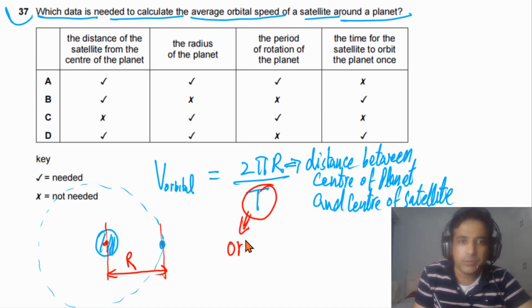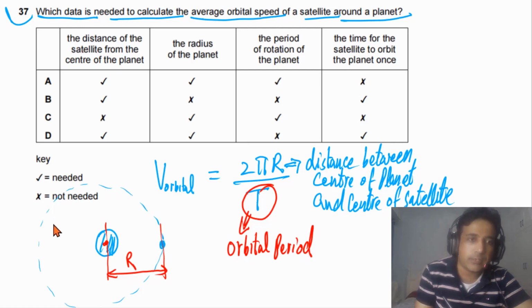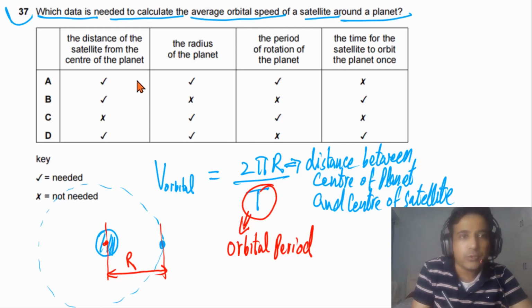So we can say this is the orbital time. So orbital period we can say. So this is orbital period, time taken for this satellite to complete one cycle around this planet. So if you look at given options, it is given the distance of the satellite from the center of the planet. This one is needed. So it means this one is correct, this is correct, this is also correct. So C is not answer.